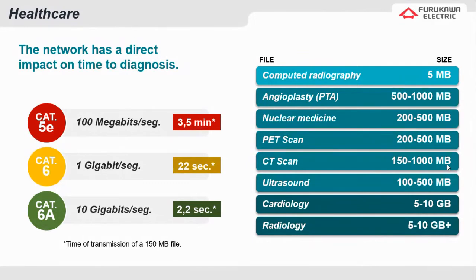If we had installed CAT.5e cabling, it would take our network as long as 3.5 minutes to transmit the file. But had we chosen CAT.6, that time would be reduced to 22 seconds, and with CAT.6A, it would go down to 2.2 seconds. If you look at the table on the right, we are talking about a PET scan or perhaps a CT scan here. Imagine if we were to make calculations about applications related to, let's say, cardiology or radiology, where files can be 300 or 400 times as big.